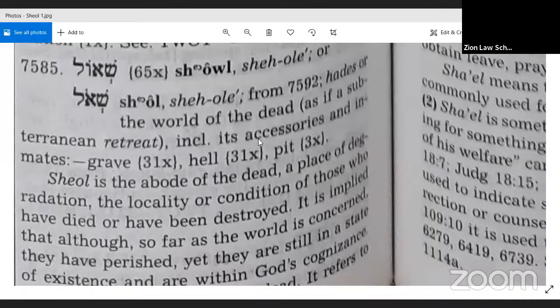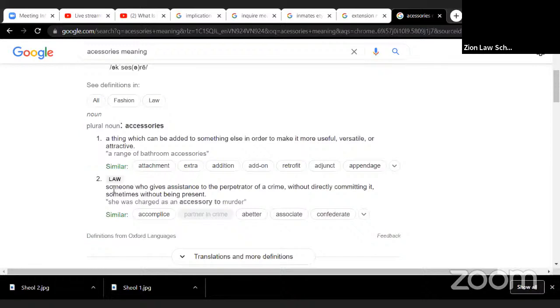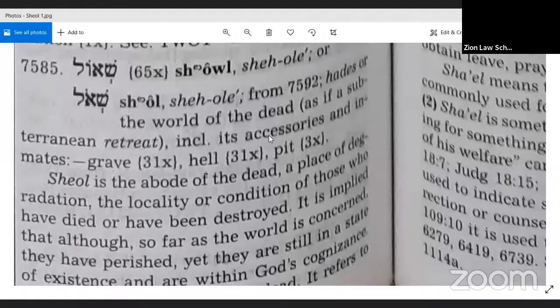So now let's look at this. Okay, so including its accessories. So I'm thinking, what might these accessories be? Are these accessories people? We just looked at the definitions. Or entities, let's say people, entities, whatever. So are the accessories someone who gives assistance to the function of hell? Or is it a thing that can be added to hell, right? Yeah. That's what it's saying to us, right? Right.